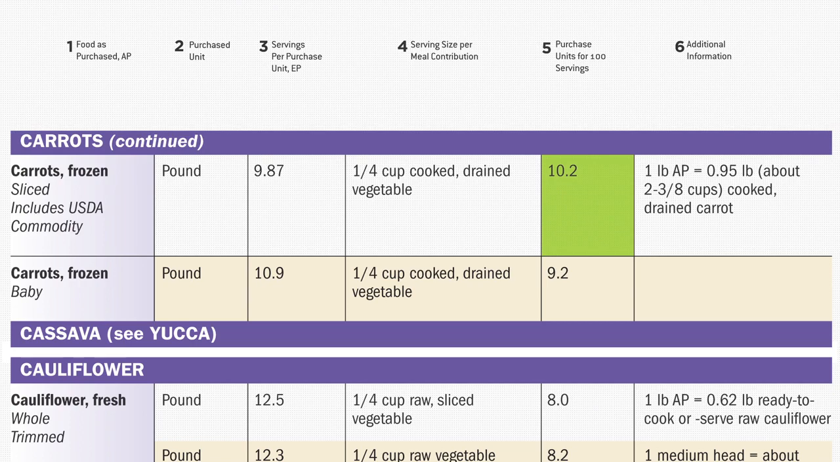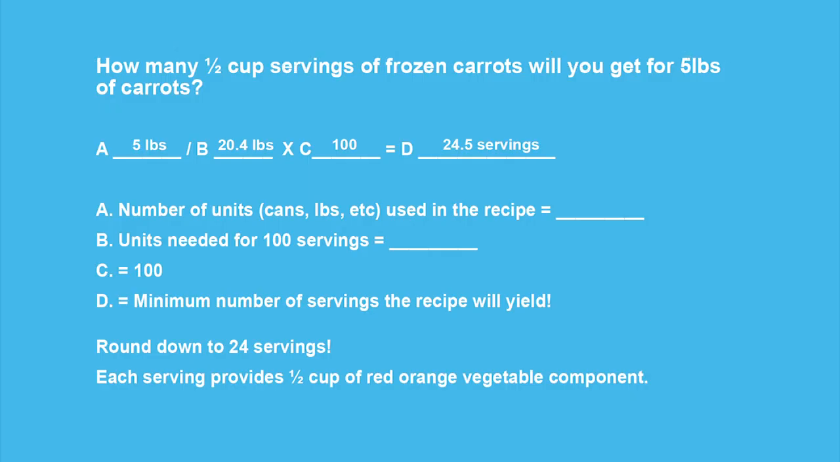Since the 10.2 pounds is for 1/4 cup portions, you will double the amount needed for half-cup portions to 20.4 pounds. Fill in the blanks and perform the calculations like this. 5 pounds divided by 20.4 pounds times 100 equals 24.5 1/2 cup portions of red-orange vegetable component. Remember, you always round down on the number of portions in a recipe so that the meal components are fully met. So this recipe for 5 pounds of glazed carrots would serve 24 students 1/2 cup of red-orange vegetable credit.